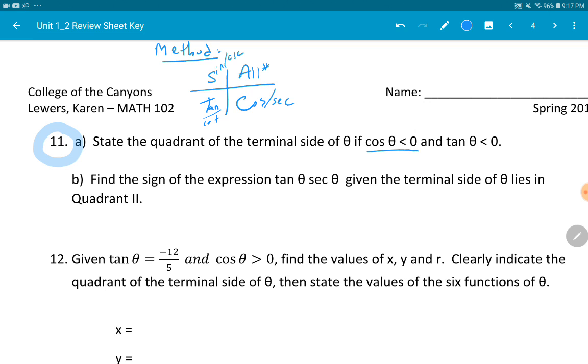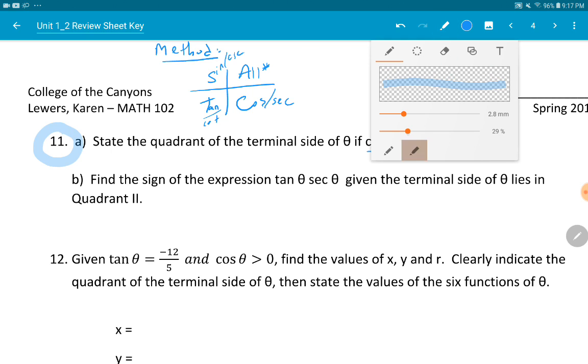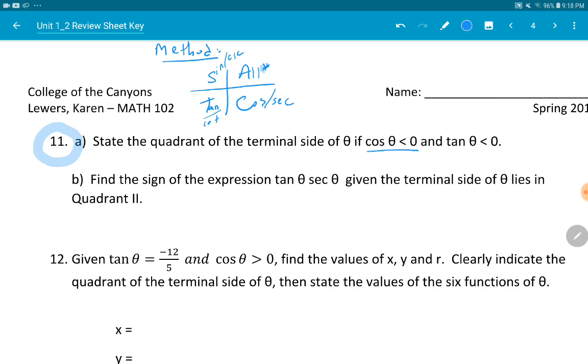Each of the trig functions is positive in two quadrants. So cosine is positive. Well, everyone's positive up here in quadrant 1, right? Because that's what the All is. And the other time that cosine is positive is way down here. But this is saying cosine is negative. So when does that happen? It's either here or here. Okay, so we've already restricted our graph to either quadrant 2 or 3.